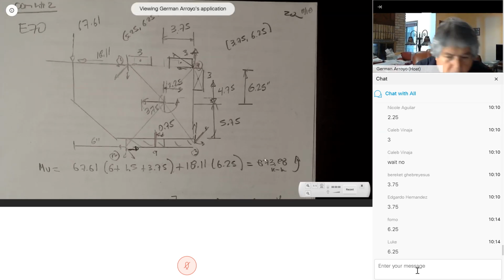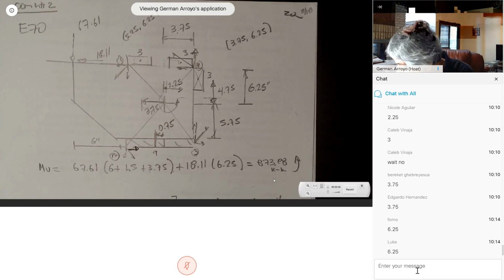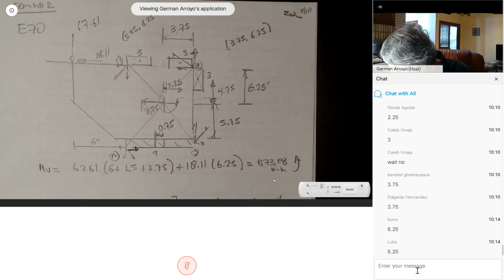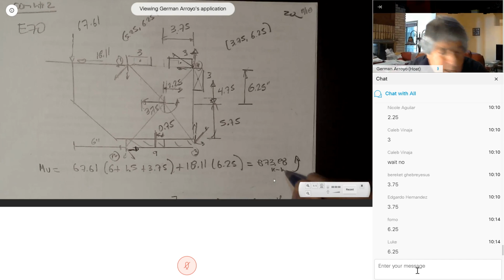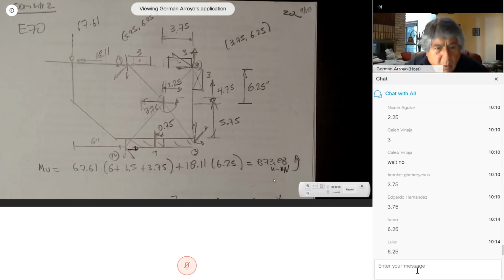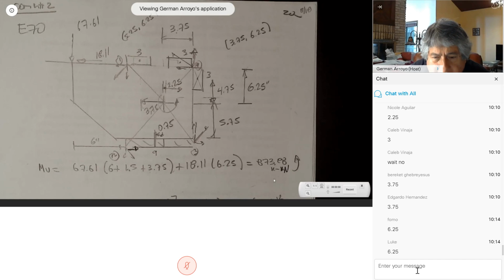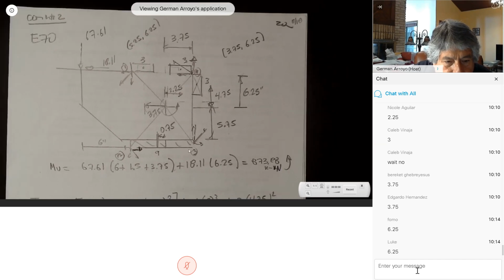We always leave this in kip-inches. Always this moment. We never convert this into kip-feet. This is one of the few times that we leave this in kip-inches.